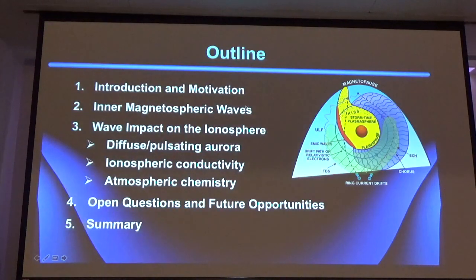Okay, so this is my outline. At first, I would like to start with a broad introduction to the connection between the inner magnetospheric waves and the ionosphere, and to talk about why the GEM-CEDAR community should care about the inner magnetospheric waves. Then, I would like to go through the several types of inner magnetospheric waves, which are particularly important for the ionosphere. For the wave impacts on the ionosphere, I would like to talk about three parts, including the diffuse and pulsating aurora, and ionosphere conductivity, as well as their impacts on the atmospheric chemistry. And last, I'd like to talk about the outstanding open questions and exciting future opportunities, followed by the summary.